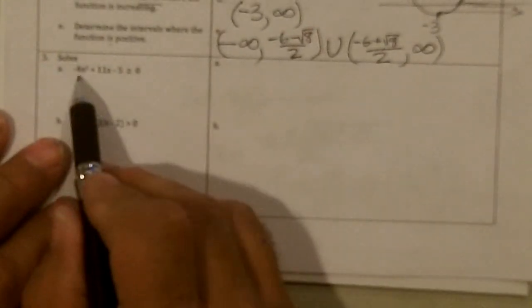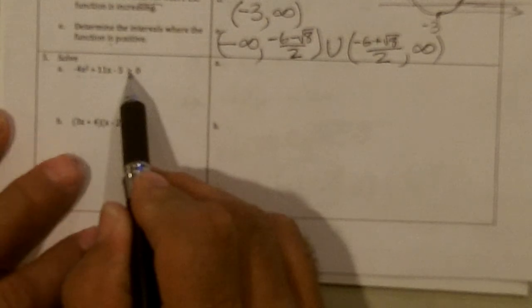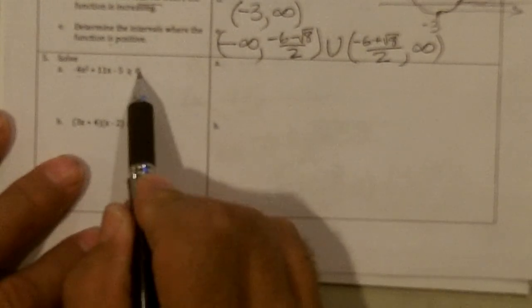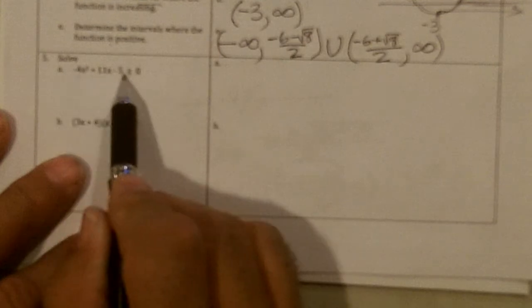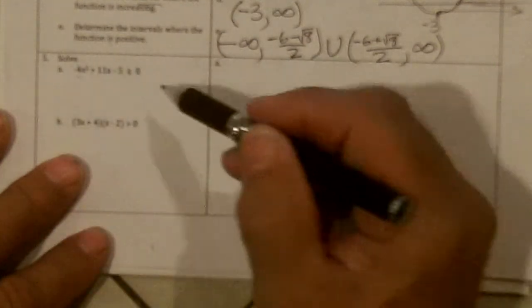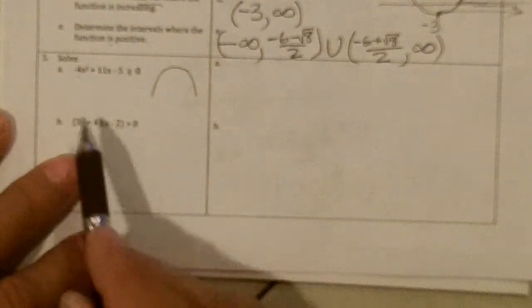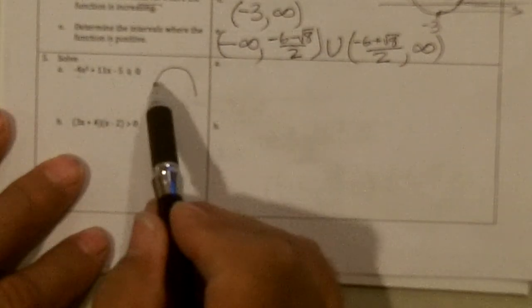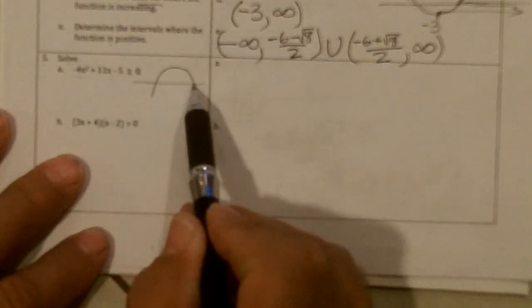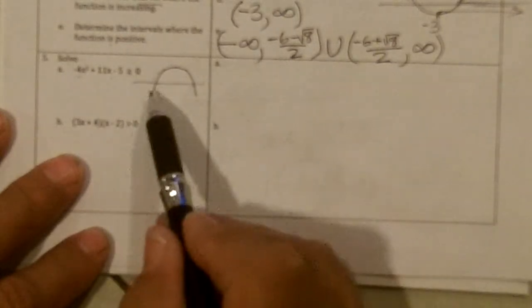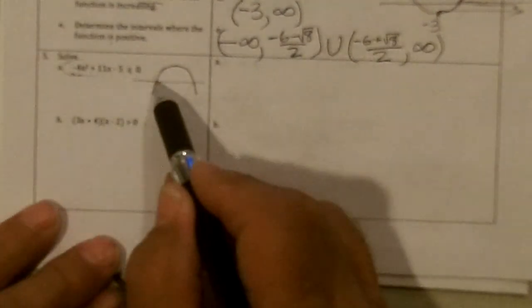Number 5. It says solve this being greater than or equal to 0. Well, this is a parabola that's upside down. So the part of this that's greater than or equal to 0 is between the x-intercepts, which will be positive, and everything else will be below the x-axis. So the y values are negative. So we need to find the x-intercepts.